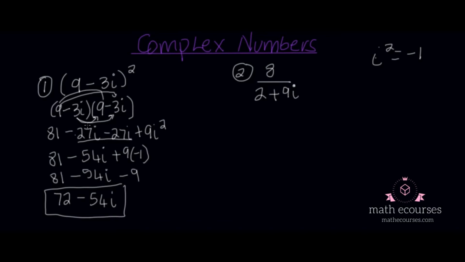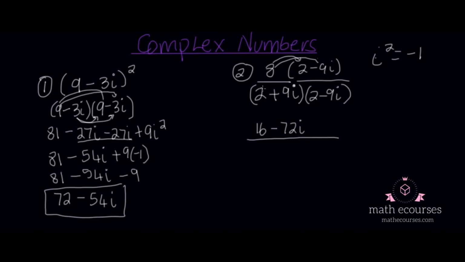For the second one, I will need to multiply the denominator by the conjugate, which is just changing this middle sign. So I need to multiply by 2 minus 9i. If I multiply the denominator by that, I need to also multiply the numerator by the same thing, or you're changing the fraction. So in the numerator, you're going to distribute: 8 times 2 is 16, 8 times -9i is -72i.